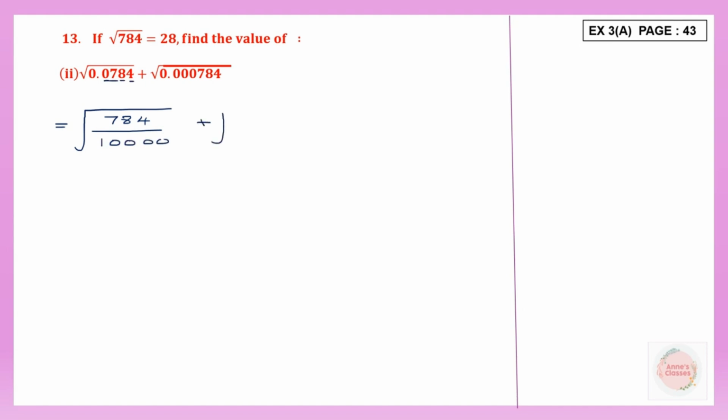Plus, now here again similarly 784, we are removing the point, by, now here 1, 2, 3, 4, 5, 6 zeros. So 1 followed by 6 zeros. Now we are already told that the square root of 784 is 28. So we can write that. Now underneath we have 10,000.